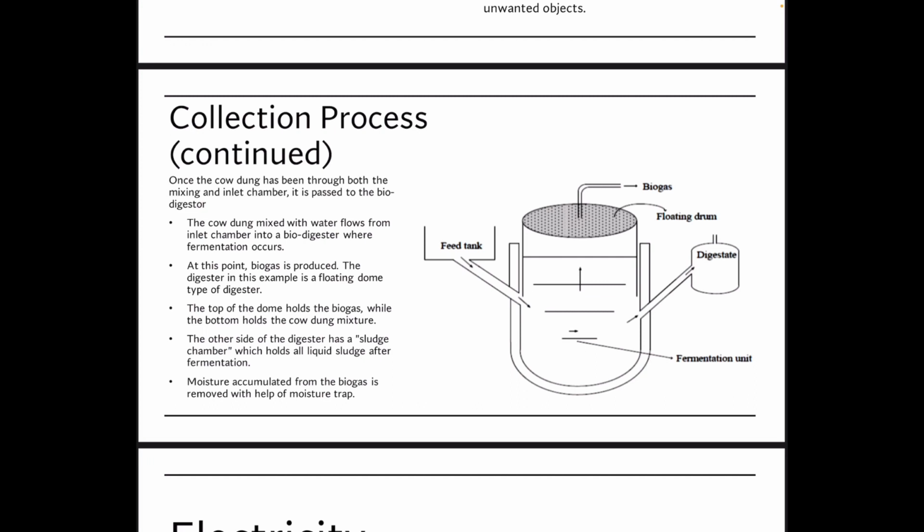The digester in this example is a floating dome type of digester. The top of the dome holds the biogas, while the bottom holds the cow dung mixture. The other side of the digester has a sludge chamber, which holds all liquid sludge after fermentation. Moisture accumulated from the biogas is removed with the help of moisture traps.